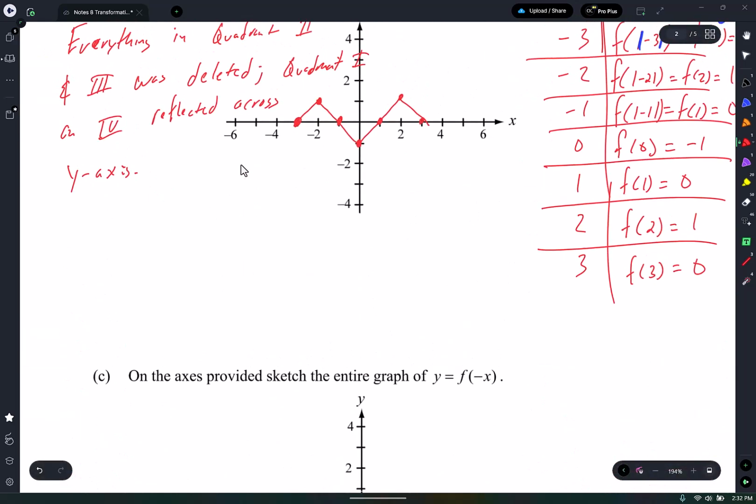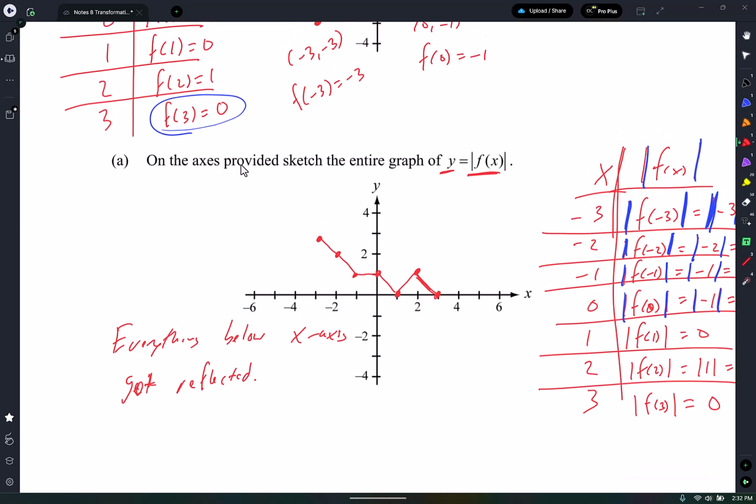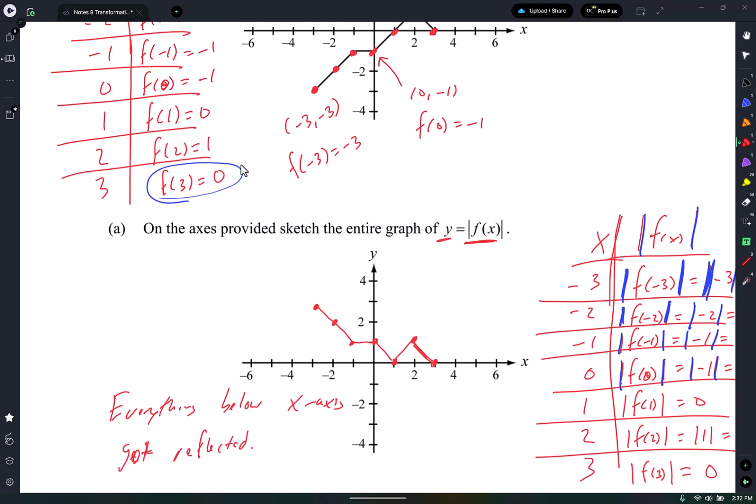Wait, can you go back to the lowercase a? So what happened there? Everything below the x-axis just got reflected.